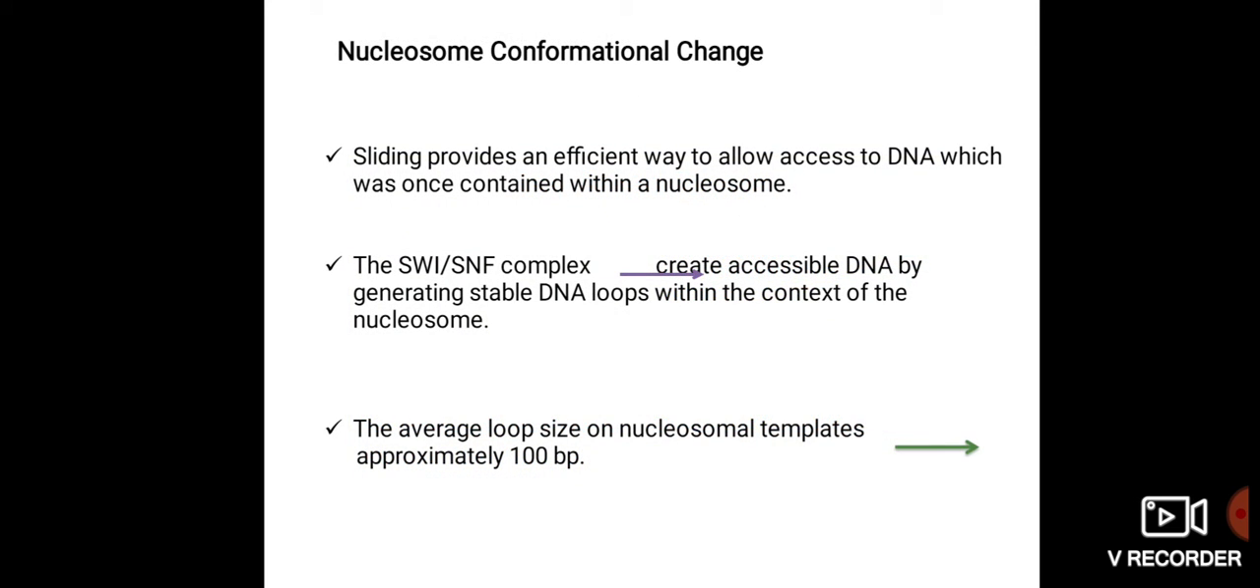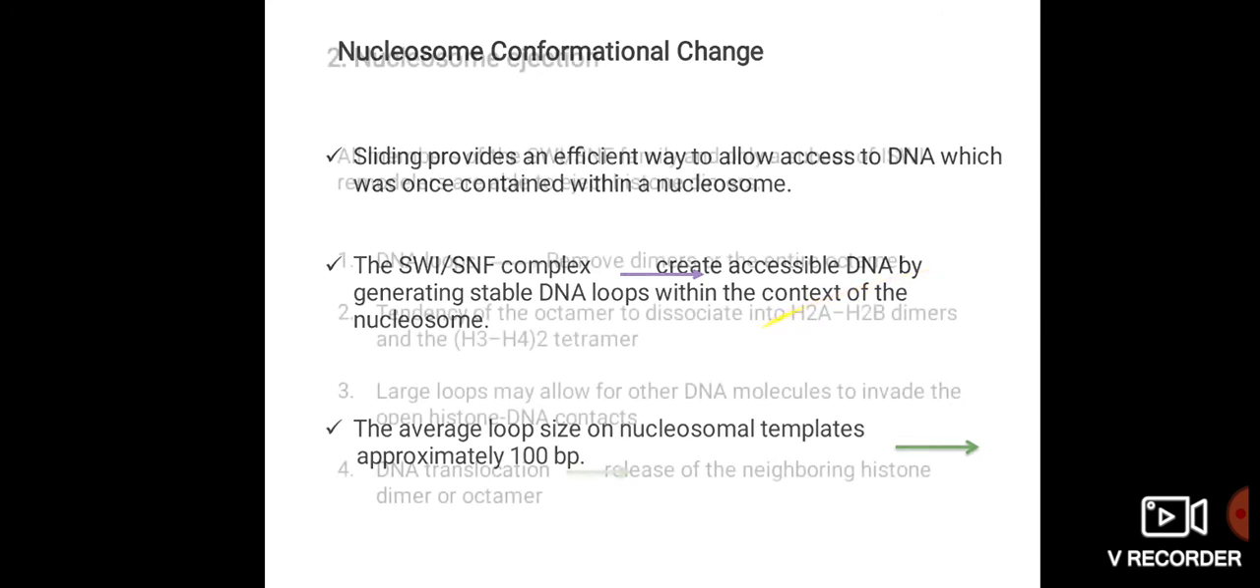So nucleosome conformational change, sliding, provides an efficient way of allowing the DNA to be accessed, and generally people have found that this is done by one type of chromatin remodeling protein called the SWI/SNF complex, that is called switch sniff complex, which later I'll discuss further. It frees the DNA molecule, means sets the DNA free. The average loop size on the nucleosomal template is approximately 100 base pairs.